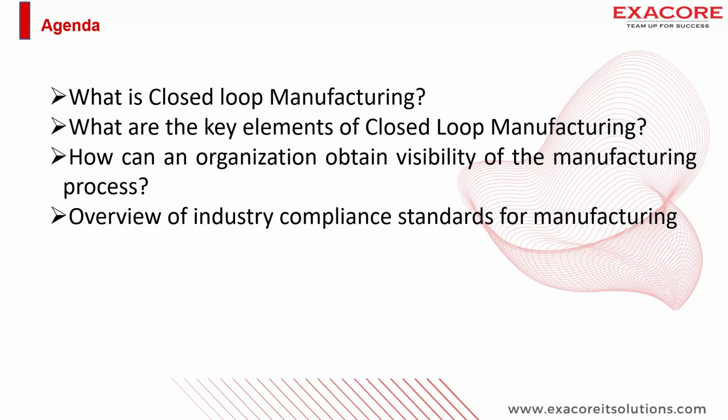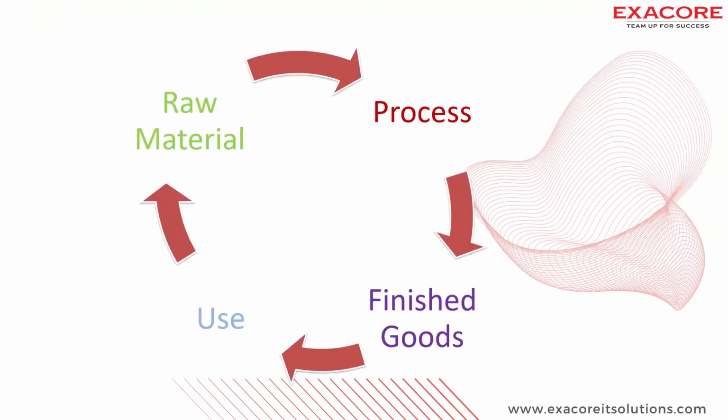Let's begin with what closed loop manufacturing is. Closed loop manufacturing, or CLM in its abbreviated form, is an advanced manufacturing process that integrates all the stages of manufacturing processes into a continuous feedback loop to enhance efficiency, quality, and sustainability.